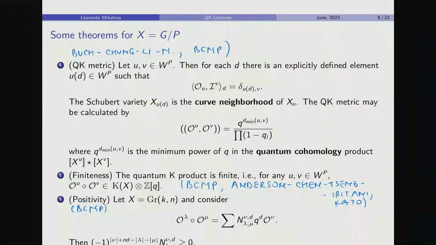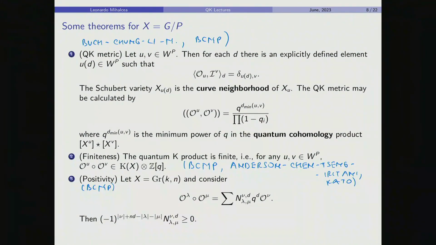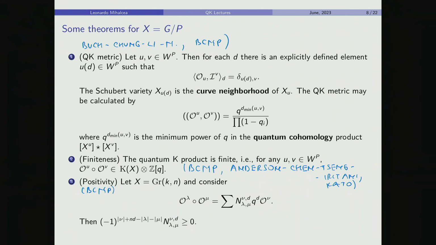But before I do that, let me just give you a preview of what we know. Of course, this is absolutely an incomplete list, but it's what we know from my point of view on the Grassmannian side, from the point of view of these lectures. So what do we know? Some theorems about quantum K-theory of G/P. Well, we know how to calculate the quantum K-metric. If you give me any two classes, here I'm giving a formula for how you pair a Schubert class by a dual Schubert class. And I'm telling you that this is always 0 or 1. It is 0 or 1, but there is a little thing here called u of d.